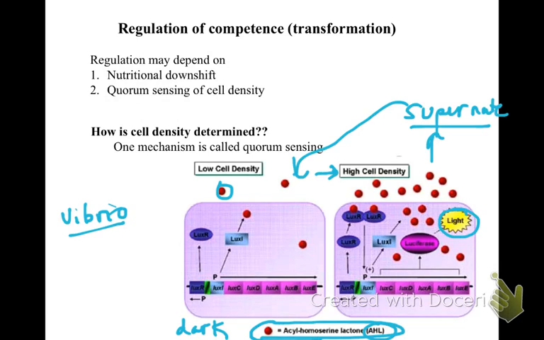However, if the cell density is high, all the cells are producing this, so we get a very high production of this AHL molecule. And when that happens, we get to a density such that the molecule can actually enter back into the cell at a sufficiently high concentration that it binds to a protein called LuxR. And Lux stands for light production, luciferase. And when it binds to that molecule, it will stimulate transcription of genes that will make this enzyme, and we'll get production of light.